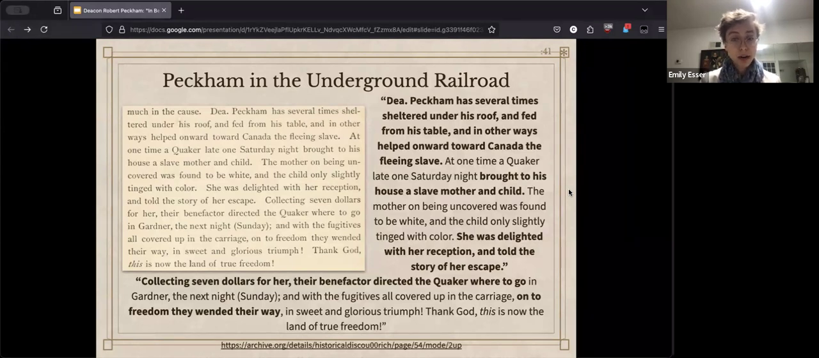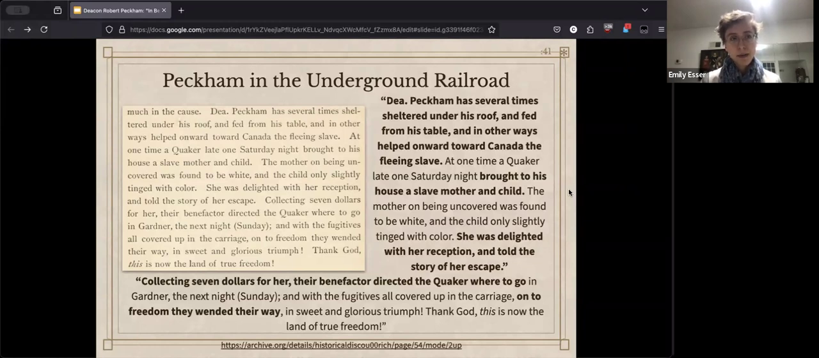At one time, a Quaker, late one Saturday night, brought to his house a slave mother and child. The mother, on being uncovered, was found to be white, and the child only slightly tinged with color. She was delighted with her reception and told the story of her escape. Collecting $7 for her, their benefactor, notably Peckham, directed the Quaker where to go in Gardiner the next night, Sunday, and with fugitives all covered up in the carriage, on to freedom they wended their way in sweet and glorious triumph. Thank God, this is now the land of true freedom.